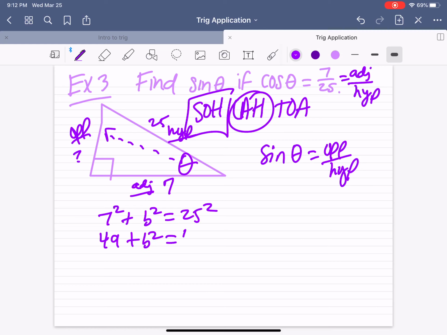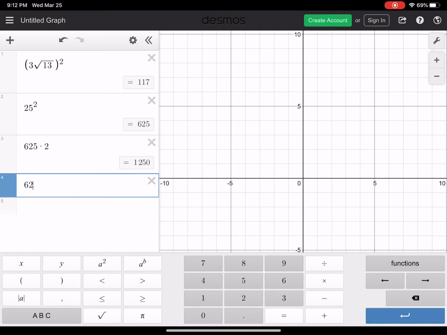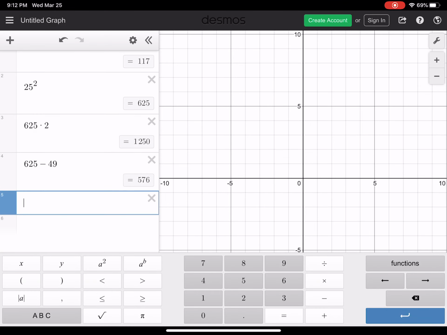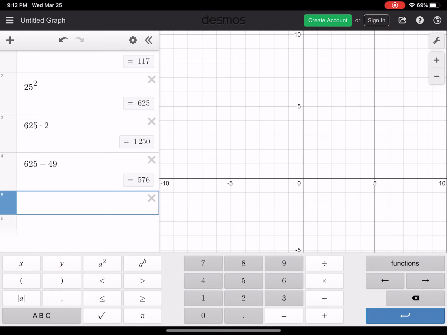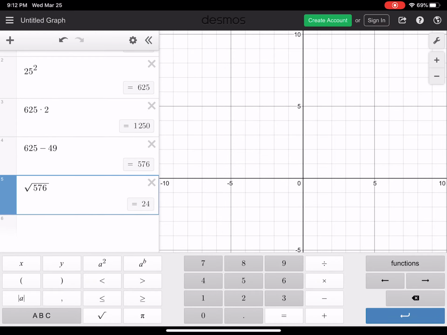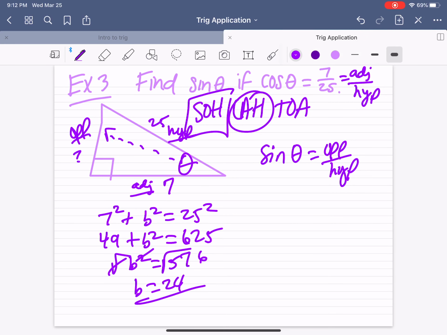49 plus b squared equals 625. So 625 minus 49 is 576. Take the square root of both sides, and that's 24. So our opposite side is 24.